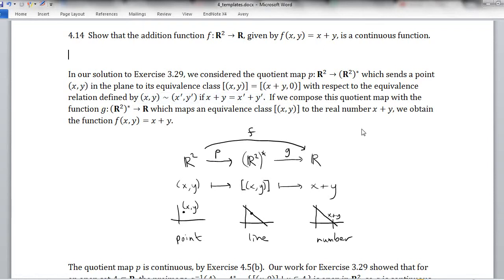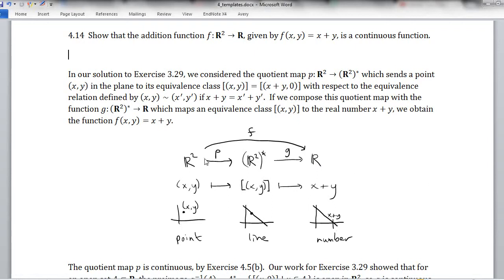Okay, so this quotient map P basically takes a point (x, y) in the plane and maps it to its equivalence class, which is a line of slope -1 passing through that point (x, y). And then the second function, g, is going to go from that set of equivalence classes to the real numbers, and it's defined by just taking any point in that equivalence class and adding up its coordinates to get x plus y. Basically we're looking at the x-intercept of that equivalence class, of that line.